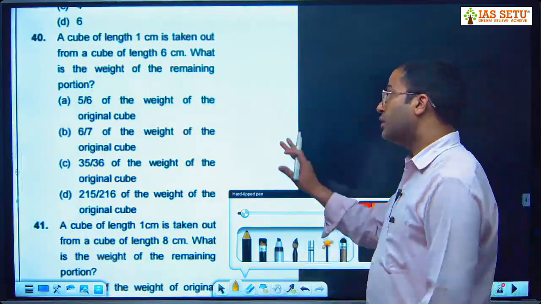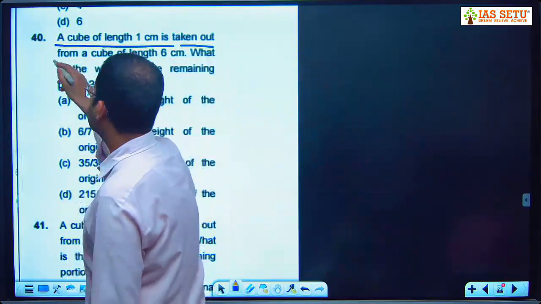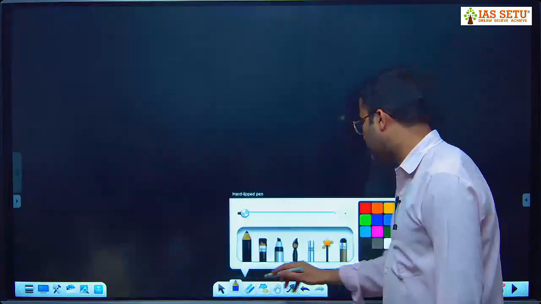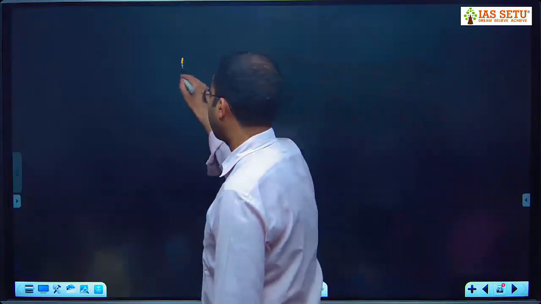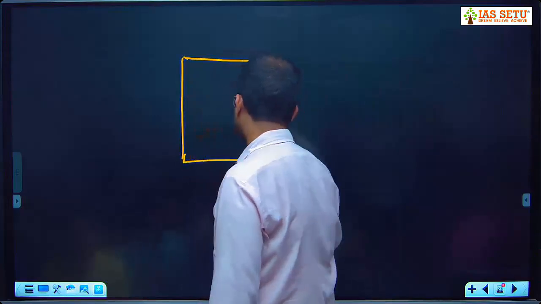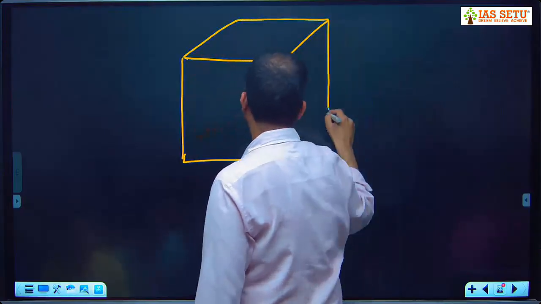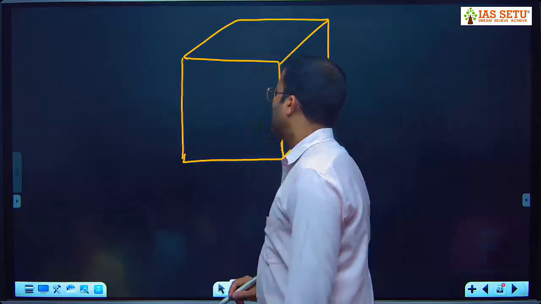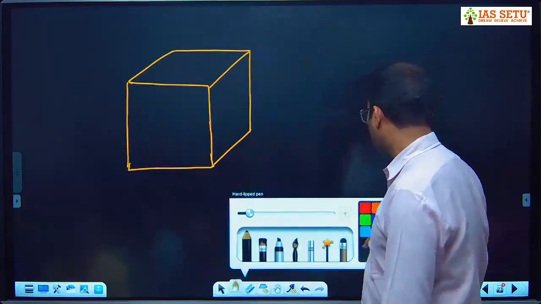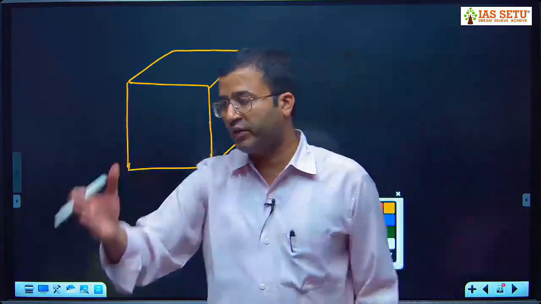Okay. See, let us understand this question first. A cube of length 1 centimeter is taken out from a cube of length 6 centimeter. So it's like we have a large cube where length is 6 centimeter. 6 centimeter by 6 centimeter by 6 centimeter. Some student by mistake, what they do, they remove 1 centimeter layer. Like we have ice cream brick, we remove layer by layer.